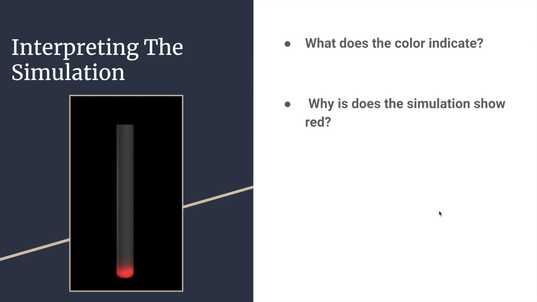So, firstly, what does the color indicate on the simulation? It represents the direction of the induced current as the magnet falls through the tube. So in this case, red represents counterclockwise if you're viewing it from above. And why is it red? That's because I dropped the magnet with the north pole facing downward. And so the change in magnetic flux was downward, and so by Lenz's law, the induced current will create a magnetic field that opposes this change.